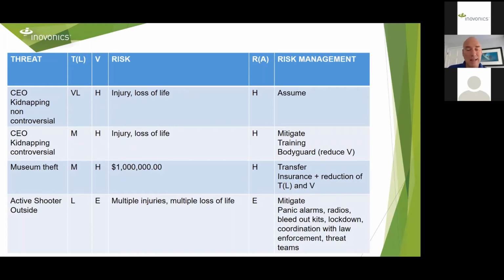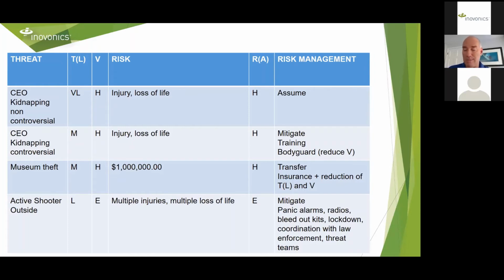We can mitigate that with panic alarms, radios, lockdown coordination with law enforcement. Bleed out kits are important. We sometimes hear about these things if we attend a seminar on active shooter incident management, where they say, stop the bleeding, stop the dying. What that bleed out kit does is if somebody gets injured with a gunshot, we can prevent their death with a bleed out kit. So it becomes an injury rather than death.